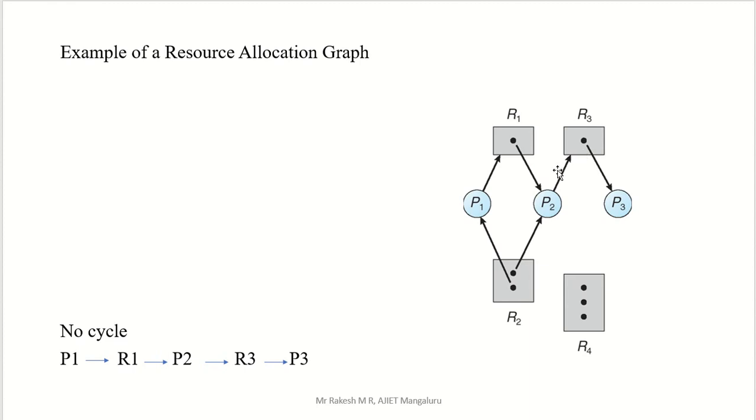Deadlock concept: if there is any circular wait, then there is a possibility of deadlock. We saw circular wait in the previous slide. Is there any circle format? See, P1, that's why here we wrote no cycle, there is no circular format. P1 is waiting for R1, but R1 is assigned to P2. P2 is requesting R3, and R3 is assigned to P3, this line.